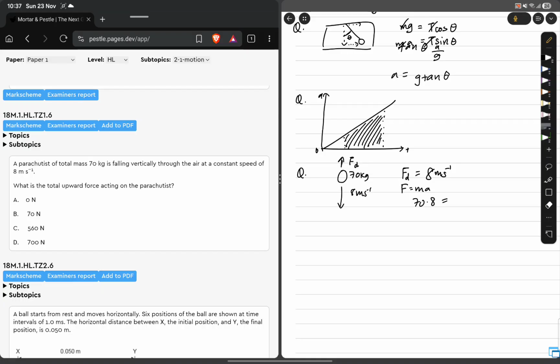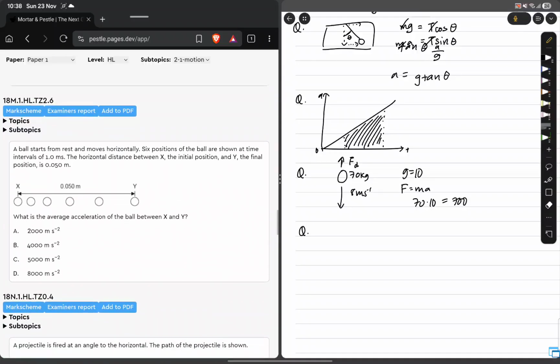except, one thing to note here is that even though they give us 8, I made an error here. We're not supposed to use that value. We're actually supposed to use gravity. So it's going to be 70 into 10, which is 700, which is how we get the answer is D. The 8 meters per second that they give is actually a distractor, as it doesn't matter what constant velocity it is, the resultant force is still 0, so this doesn't matter at all. And I fell for it. Alright, next question.